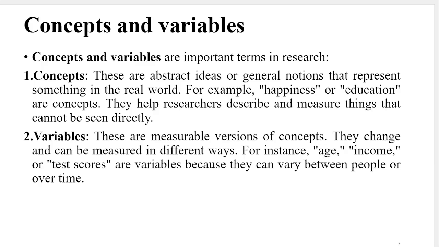For example, instead of the concept health, we may measure variables like blood pressure, body temperature, or vision acuity. Similarly, age, income, and test scores are variables because they differ from one person to another. So, simply put, concepts are ideas, while variables are the measurable parts of those ideas.